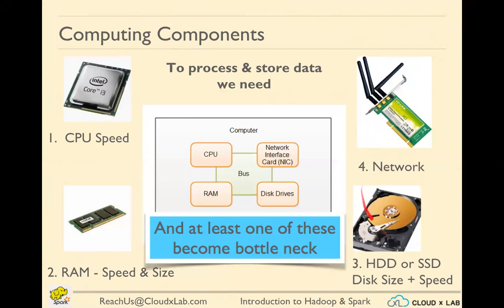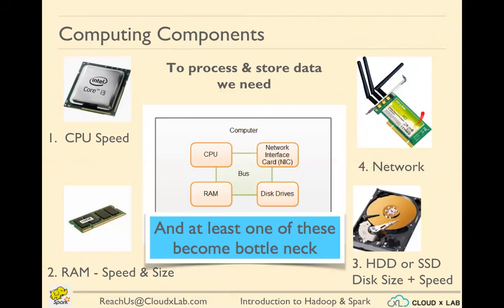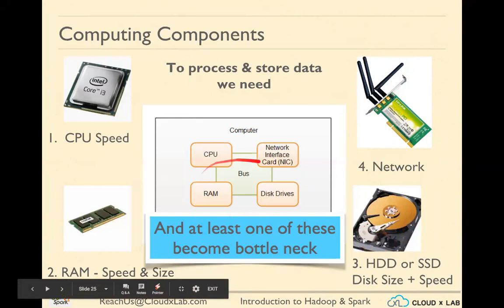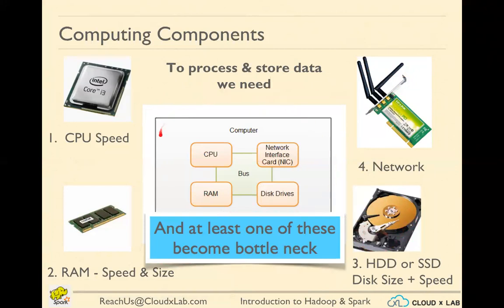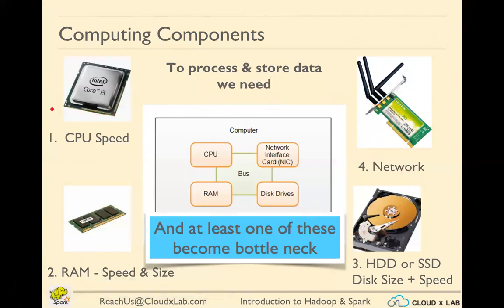our logic nearer to the data without transporting the data. We will learn how not to transport the data over the network. Instead, run our programs nearer to the data. So we will learn how to distribute our processing onto multiple computers so that we can resolve the bottleneck caused by any of these four components.